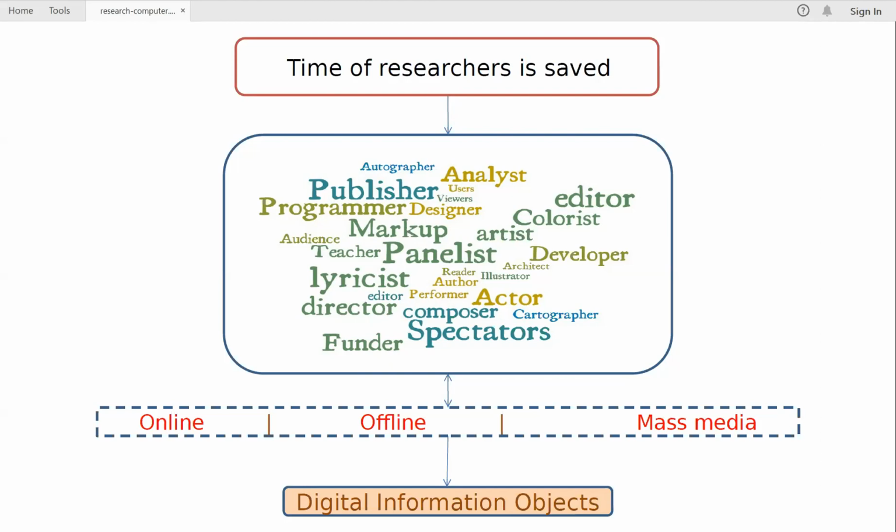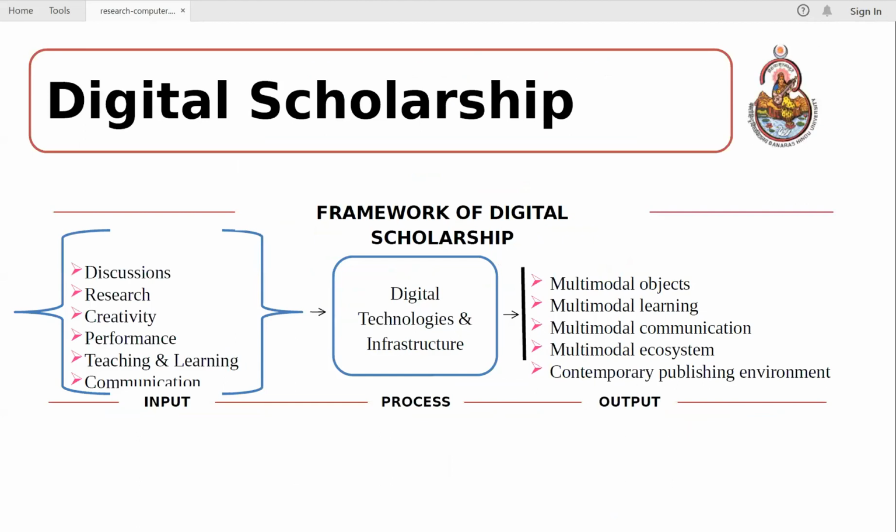ICT or digital technology saves a lot of our time. It is not only for the researchers; for all actors who are participating in the research, it is saving time. Not only the participant, it saves time for the person who is going to use your research work. That means your final audience.